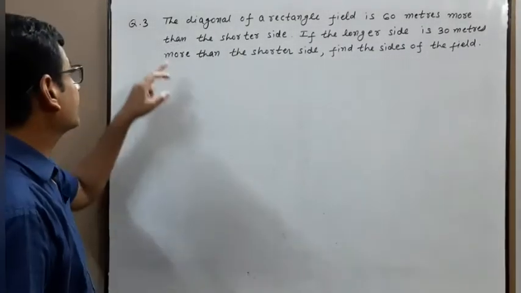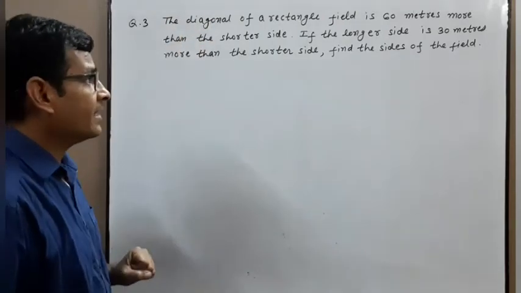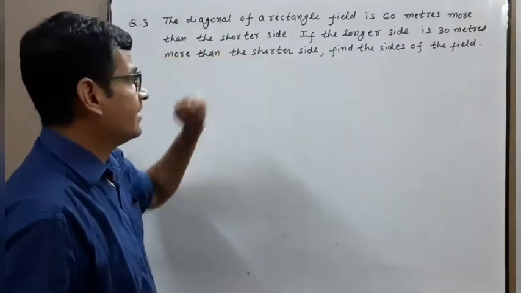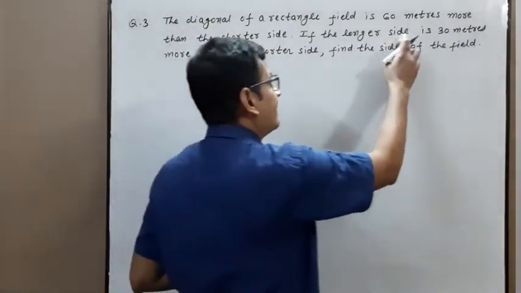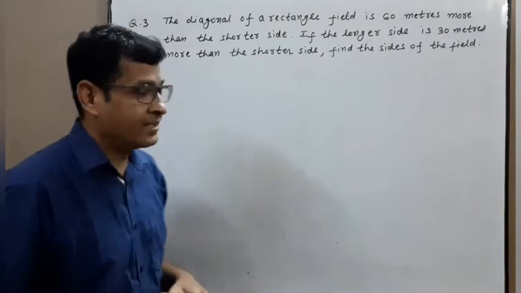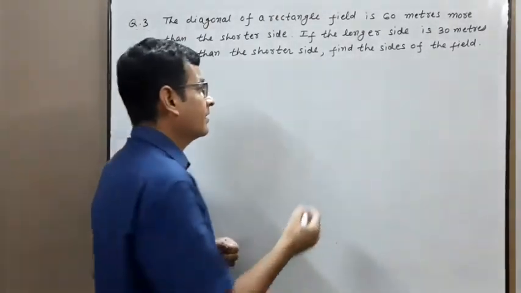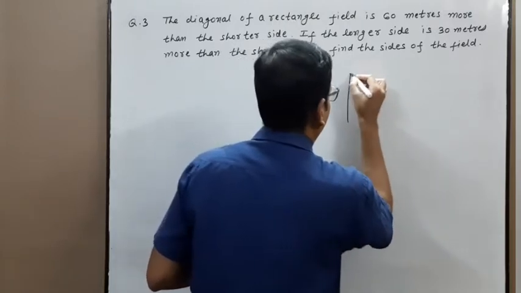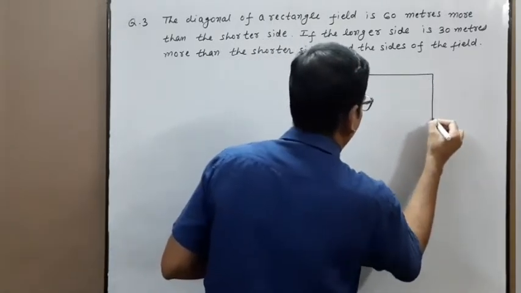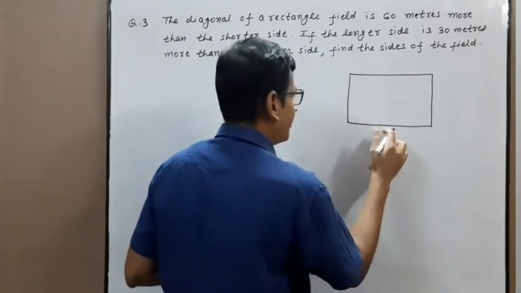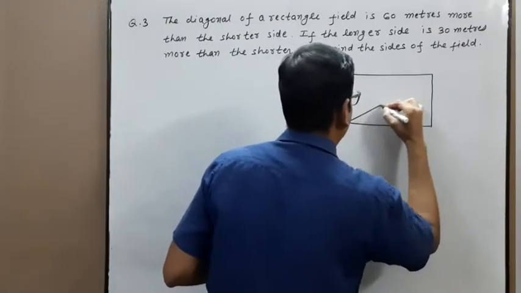Next problem. The diagonal of a rectangular field is 60 meters more than the shorter side. If the longer side is 30 meters more than the shorter side, find the sides of the field. So first draw a rectangle for understanding. This is the shorter side, this is the longer side, and this is the diagonal.